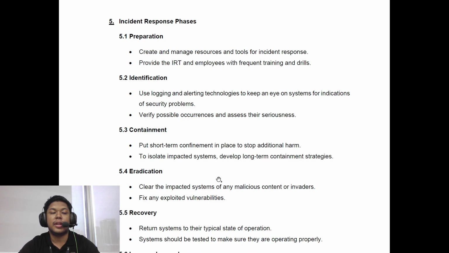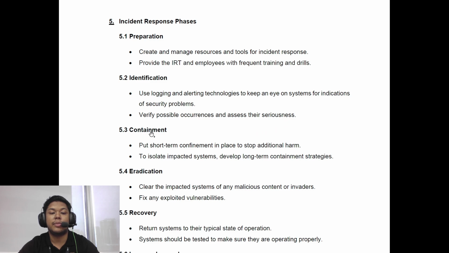So number 5 in the policy is the incident response phase. So the first one is preparation. For explanation, preparation is to create and manage resources and tools for incident response, and provide the IRT and employees with frequent training and drills. Second in the phase is identification. Use logging and alerting technologies to keep an eye on systems for indications of security problems. Verify possible occurrences and assess their seriousness.